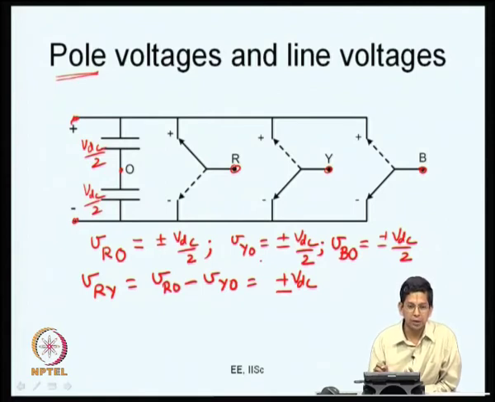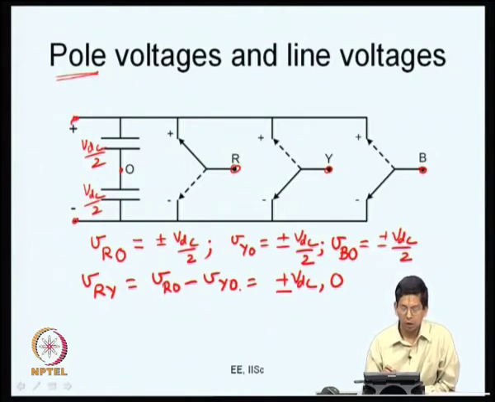What would VRY be then? Both are connected to the same point, so VRY is going to be 0. Not just that, R and Y can both also be connected to the bottom throw, and in that case also VRY is going to be 0. Thus, the line voltage VRY takes 3 different values: plus VDC, minus VDC or 0. So, these are the possible line voltages.